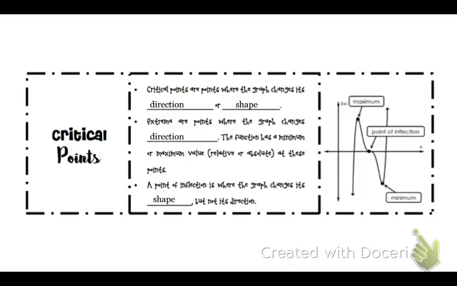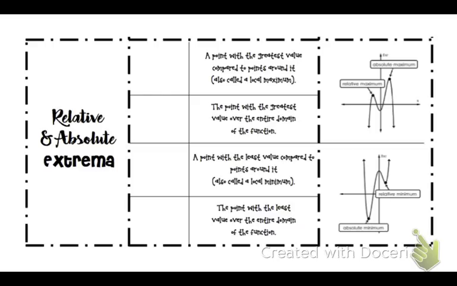So it's still going down, it just kind of changed a little bit, and then it just keeps going down. Okay? So the relative maximum is a point with the greatest value compared to the points around it. It's also called the local maximum. Absolute is the greatest point over the entire domain.